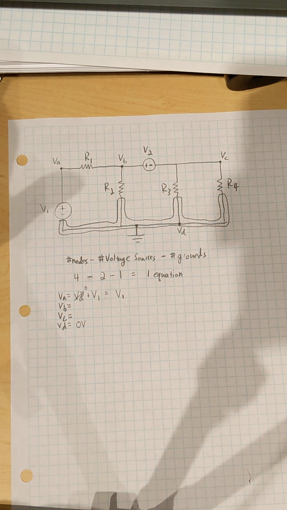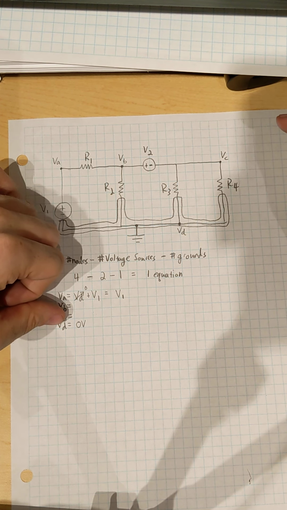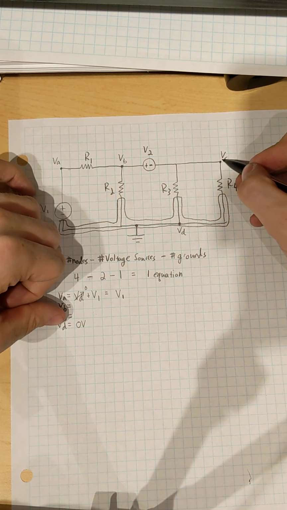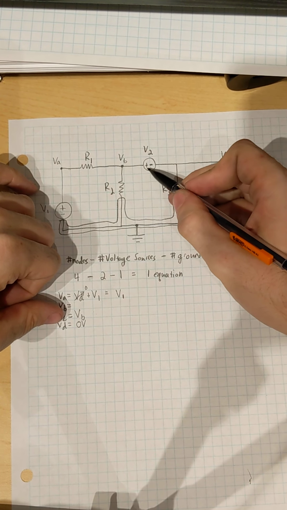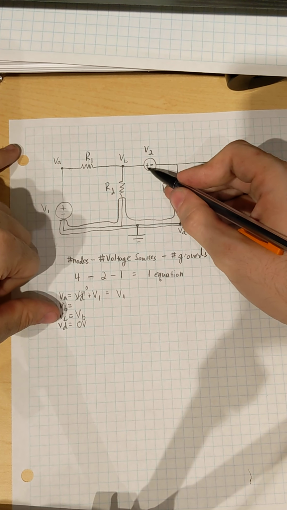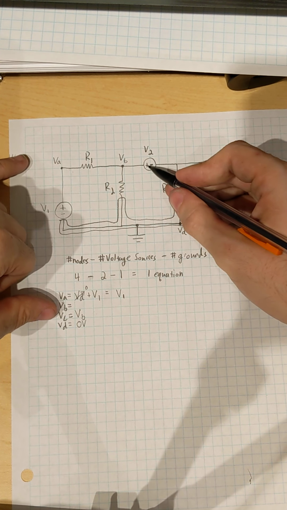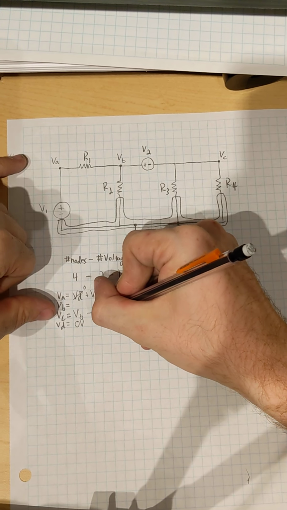So you can choose either one. I'm going to choose VB just because I want to demonstrate. Actually, I'm going to choose VC in this case. So VC is going to be equal to the other voltage, VB. And here we can tell by the polarity of this source that it's dropping in voltage. So this is going to be minus V2.